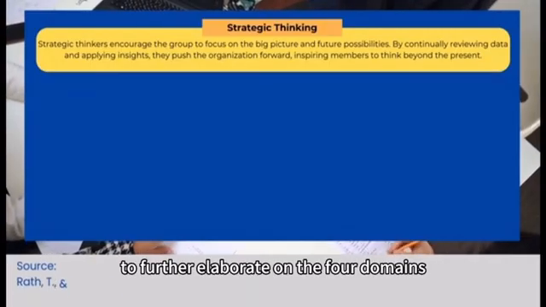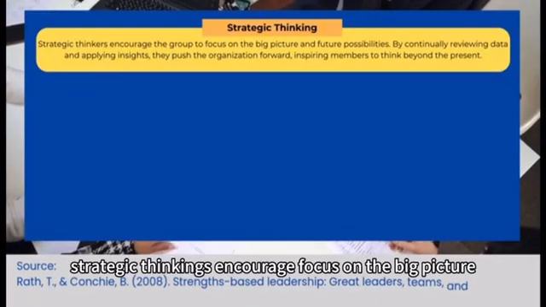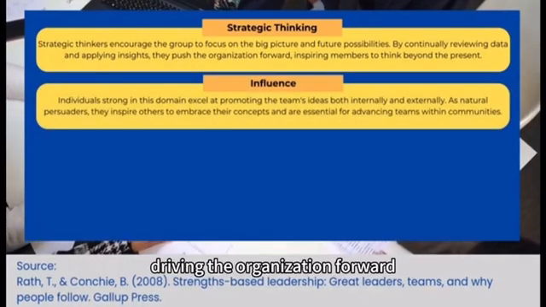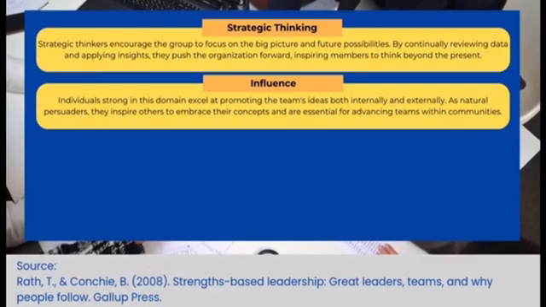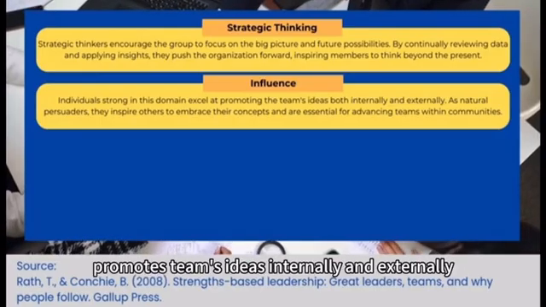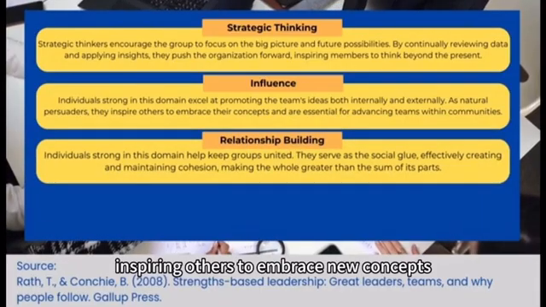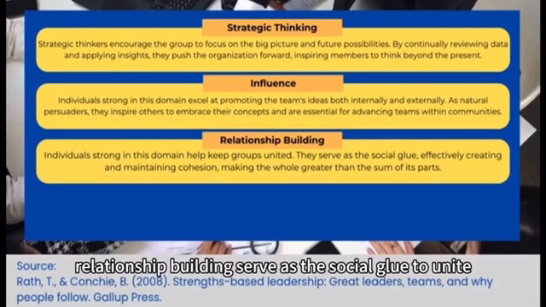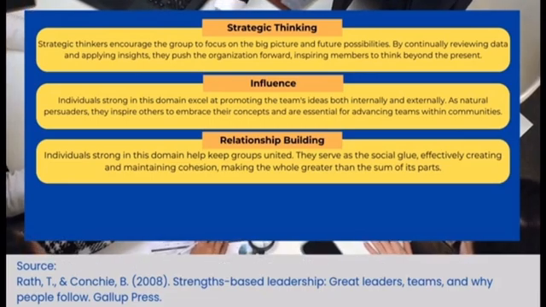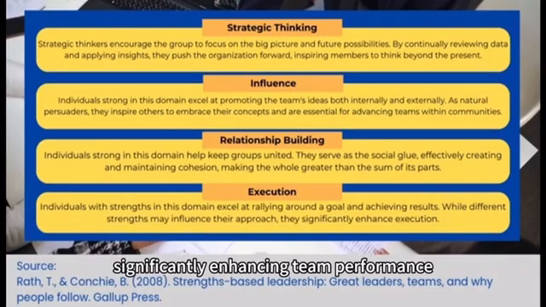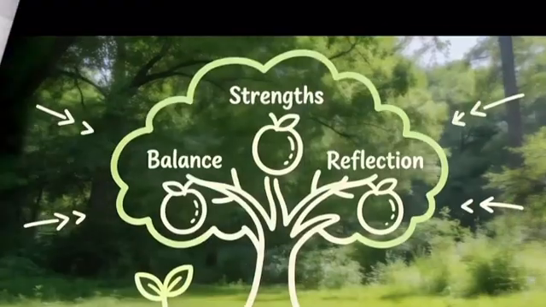To further elaborate on the 4 domains, strategic thinking encourages focus on the big picture and future possibilities, driving the organization forward. Influencing promotes the team's ideas internally and externally, inspiring others to embrace new concepts. Relationship building serves as the social glue to unite groups and build cohesion. Executing means rallying around goals to achieve results, significantly enhancing team performance.